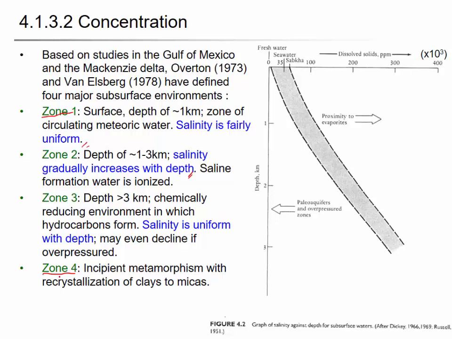And zone 4 is near the metamorphic area, so you have very high pressure, maybe like an area close to the volcanic area. Right? You have very high pressure and temperature, and geochemical reactions are going on, so recrystallization of clays to mica will happen. If you have an overpressure zone, then you have a reverse tendency of increasing salinity with depth, right? Salinity will also increase in proximity to evaporite. Evaporite is actually the salt dome, a halite made of sodium chloride. So as you go near the salt dome, the salinity will increase.